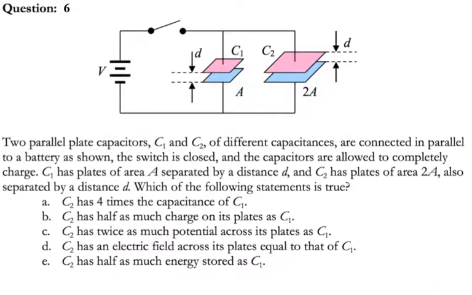So two parallel plate capacitors, C1 and C2, of different capacitances, are connected in parallel to a battery as shown. The switch is closed and the capacitors are allowed to completely charge. C1 has plates of area A separated by distance D, and C2 has plates of area 2A, twice the area of the first one, also separated by the same distance D. Which of the following statements is true?